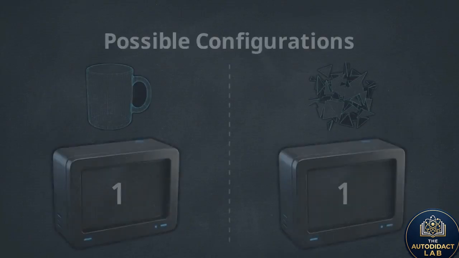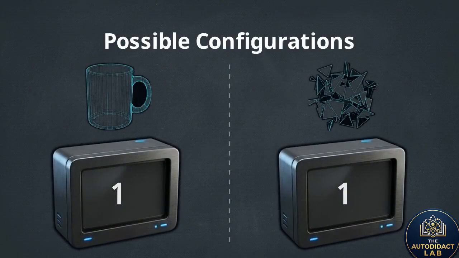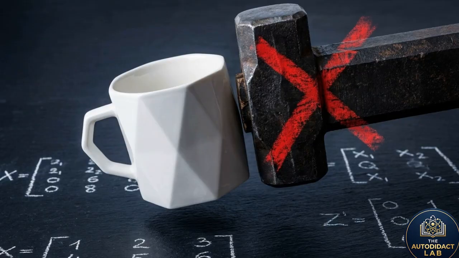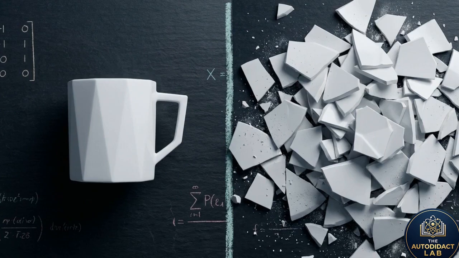This diagram shows the statistical reality. There are only a few exact atomic configurations that result in a usable mug, but there are trillions of random coordinate arrangements that qualify as a useless pile of debris. Objects do not break due to an active, destructive physical force. They shatter simply because there are vastly more ways to be broken than to be whole.